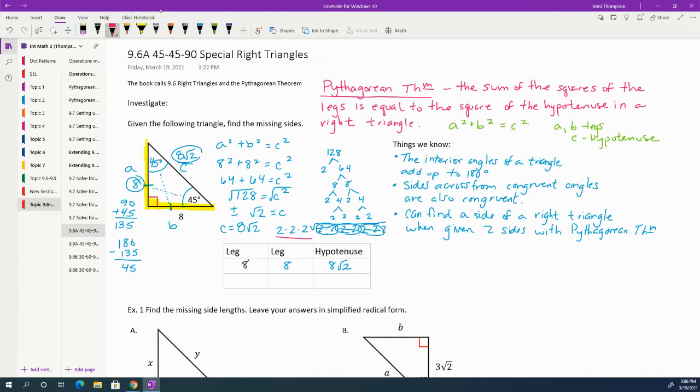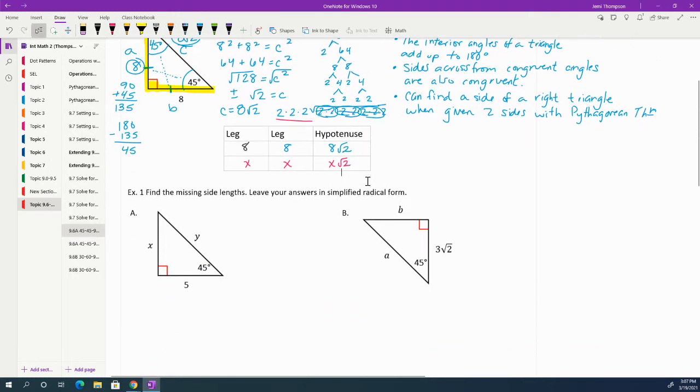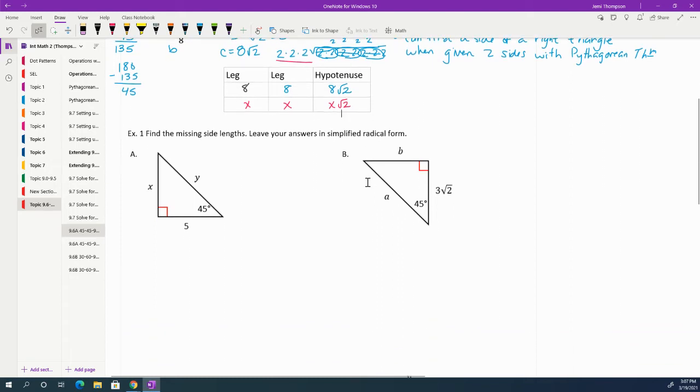Okay, so what I end up with here is that for every single 45-45-90 triangle, whatever the leg is going to be the same thing as the other leg. These are always going to match. And the hypotenuse is just going to be square root of 2 longer than that every time. So let's let that piece of information help us as we do example 1. Find the missing side lengths. Leave your answers in simplified radical form.